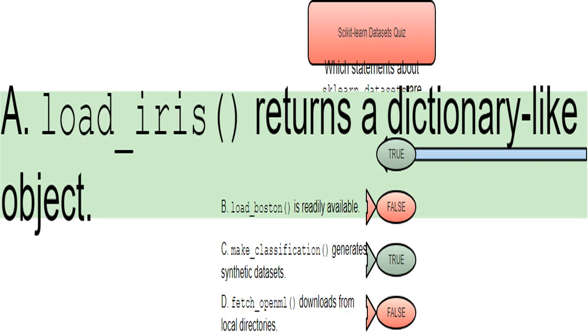This statement says that the load_iris function, which I use to load the iris dataset, gives me back a data structure that acts like a dictionary. I can access parts of the data using keys, like I would with a regular dictionary. It's true. Load_iris returns a bunch object, which is a dictionary-like structure holding the data, targets, feature names and target names.